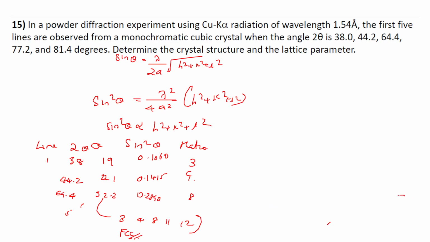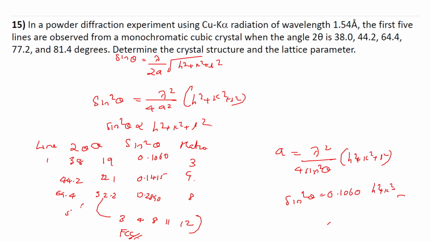Now the a value you can find: a is equal to lambda square by 4 sine square theta into h square plus k square plus l square. So sine square theta is equal to 0.1060, and h square plus k square plus l square will be 3. So the a value will be 4.10 angstrom. So this is the way you have to solve this problem.